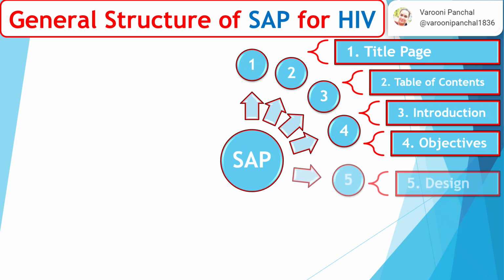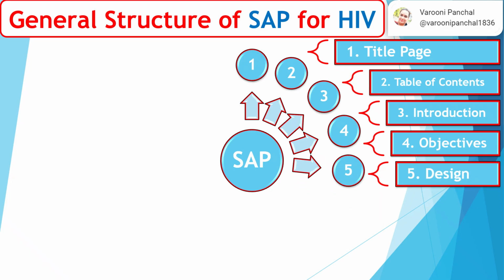Number 5. Study design. Type of study: randomized, double-blind, placebo-controlled. Study population: treatment-naive HIV patients aged 18 years and older. Randomization and blinding. Description of randomization process, e.g., 1-to-1 randomization stratified by baseline viral load. Study arms: Arm A, drug X, 500 milligrams once daily. Arm B, placebo once daily. Duration: 48 weeks of treatment with follow-up visits.